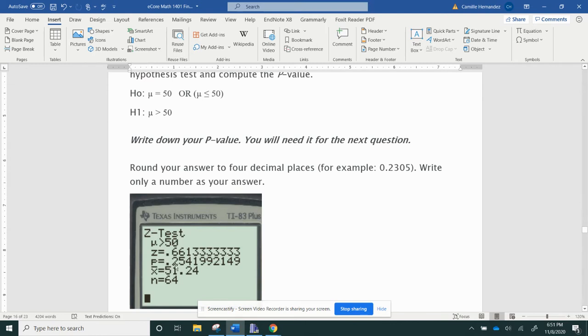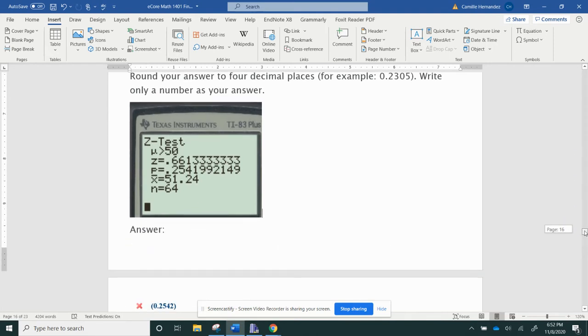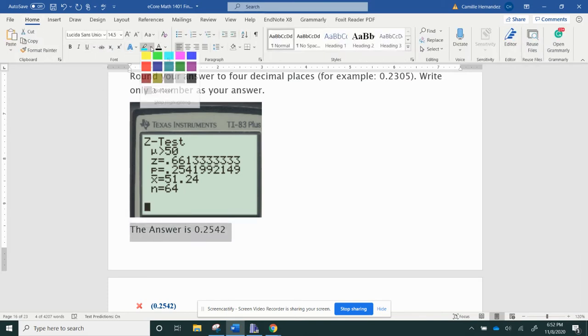And then the p-value is 0.2541999. So if I round that to 4 decimal places, the answer is 0.2542. Okay, so that's my answer. That's how I got what I wanted. All right. So let me put this in yellow.